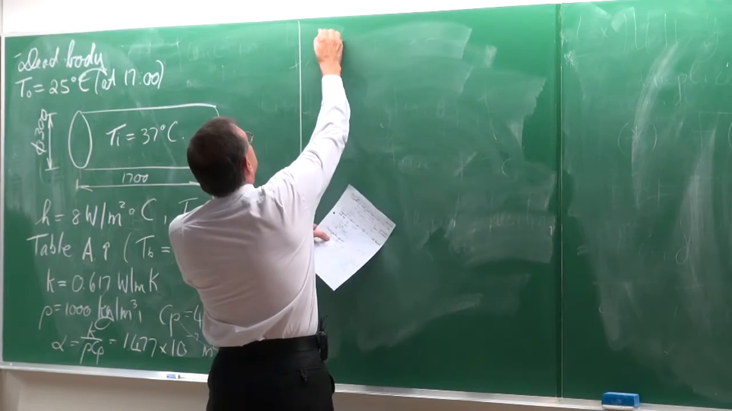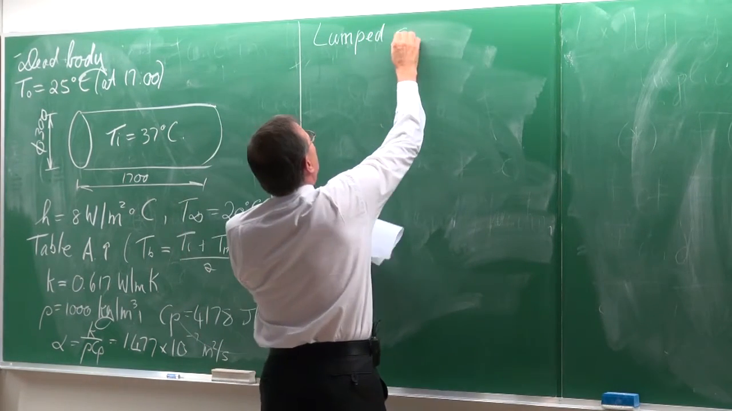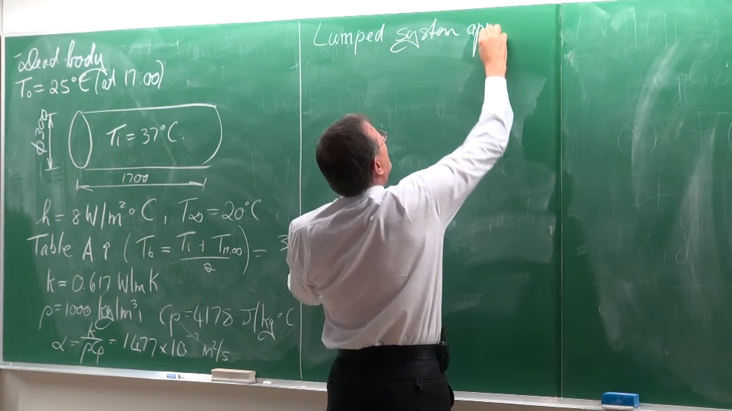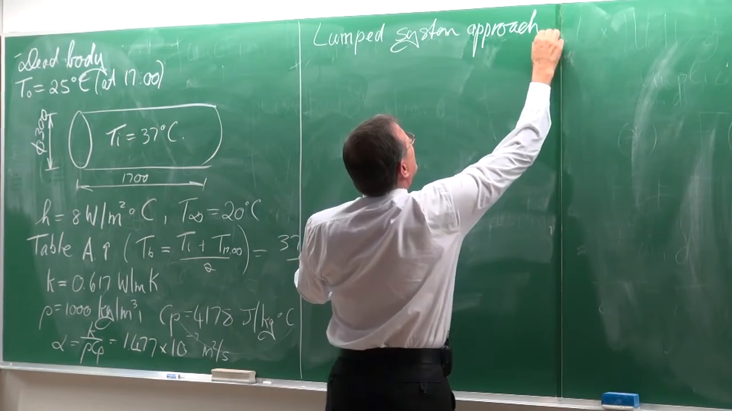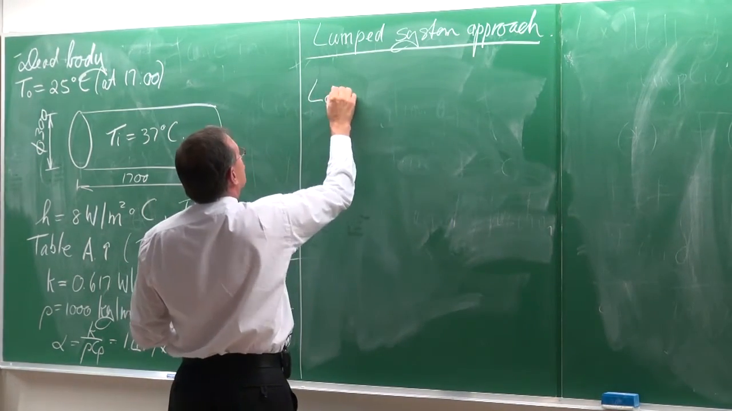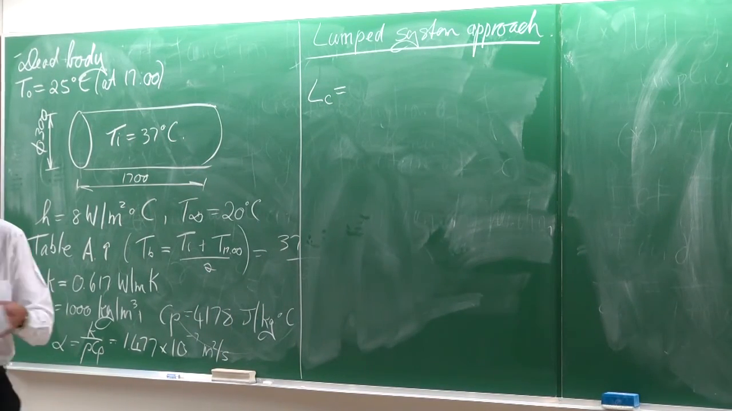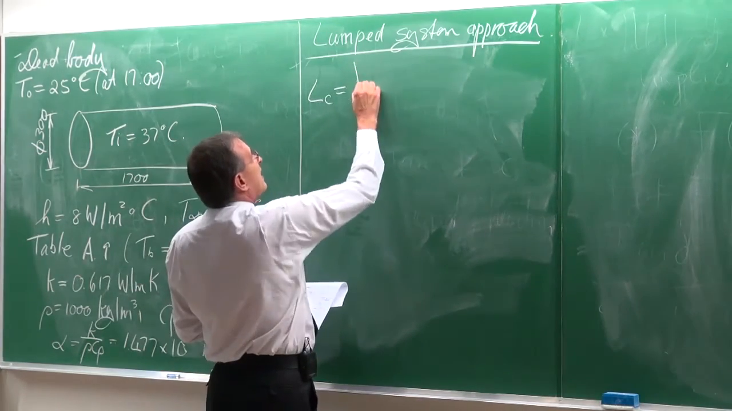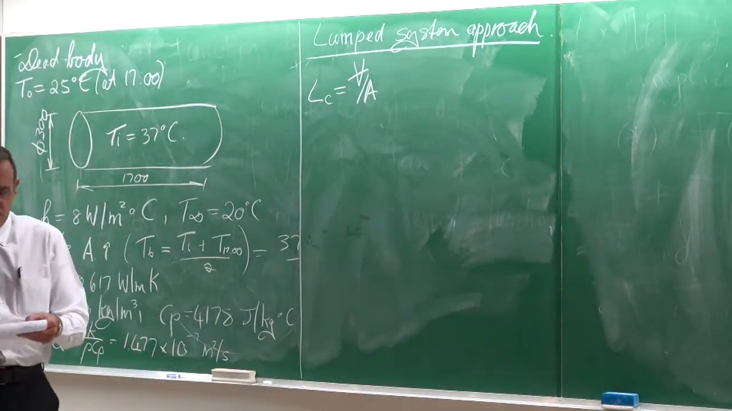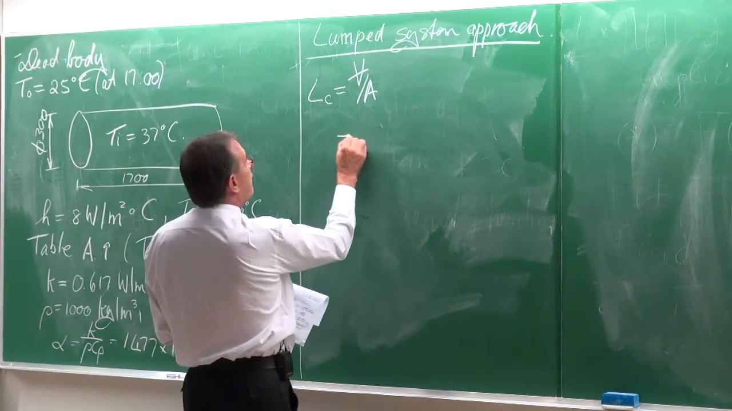So with a lump system approach, we have to calculate the characteristic length because we're going to need that in the Biot number. The characteristic length is the volume divided by the surface area. What is the volume of the body?